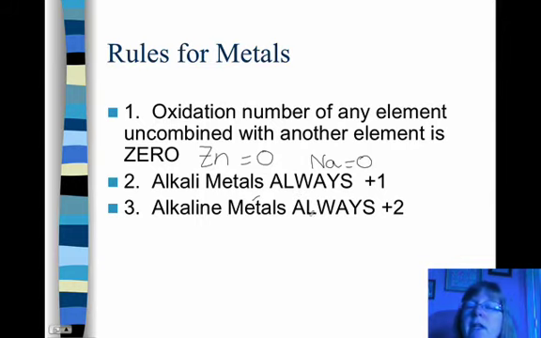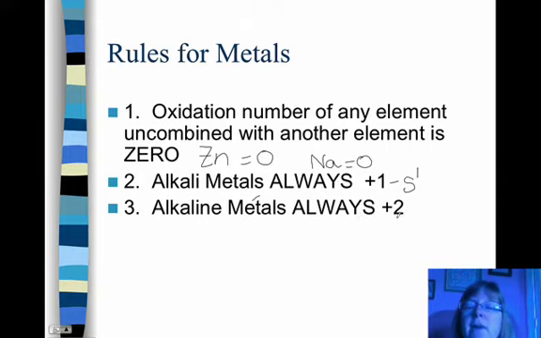Remember, their electron configuration is going to end with an s1. And if they were to lose that one electron to get a +1 charge, they would have a noble gas electron configuration, which is very stable. So that's why they always form +1 and why they're very reactive.